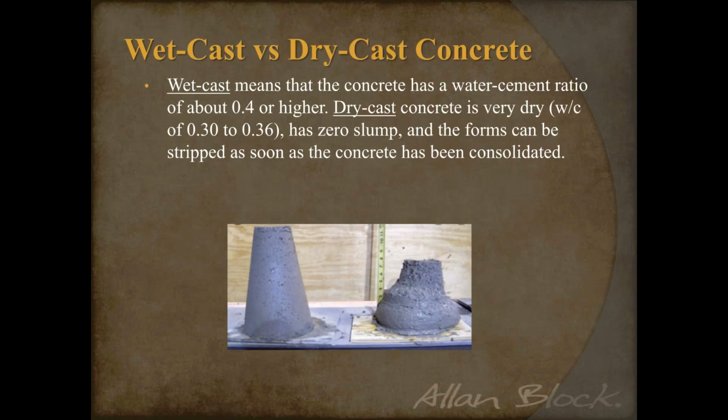So, wet cast. Wet cast means that the concrete has a water-cement ratio of around 0.4 or higher. And dry cast is below that, so about 0.3 to 0.6. So just enough water in the mix to hydrate the cement, but it's a zero slump concrete. When you take the cone off, it doesn't drop like the picture on the right-hand side, where the wet concrete can slump.